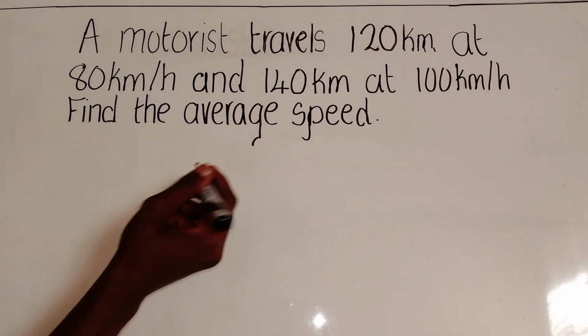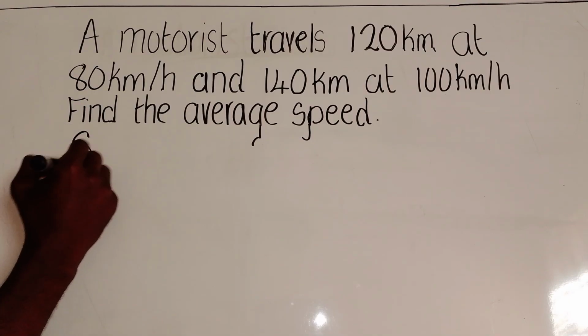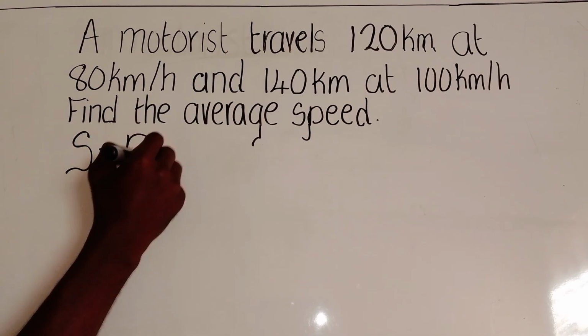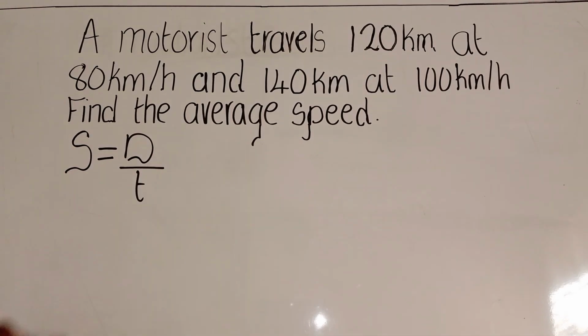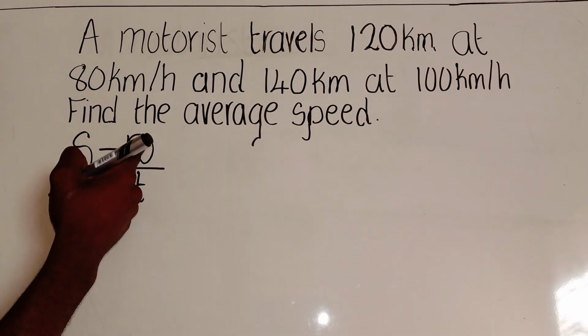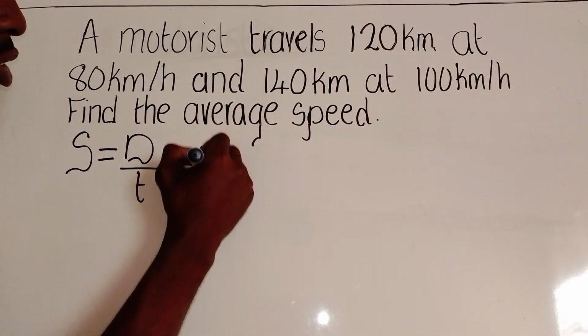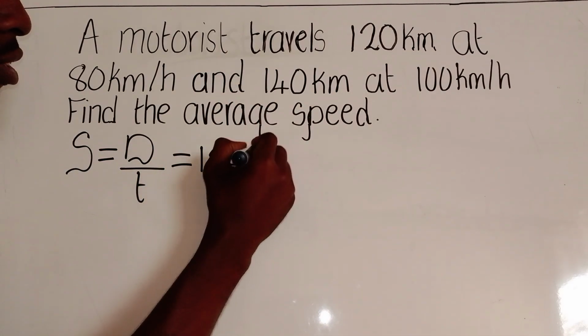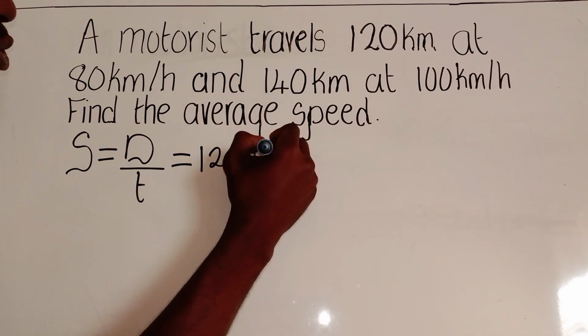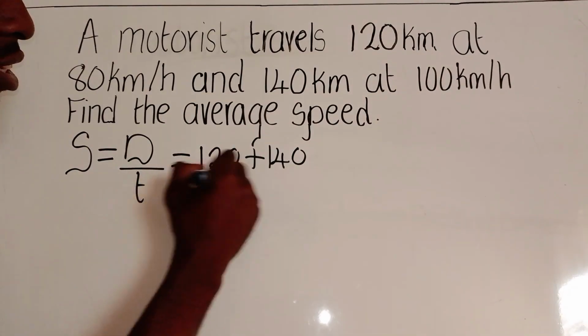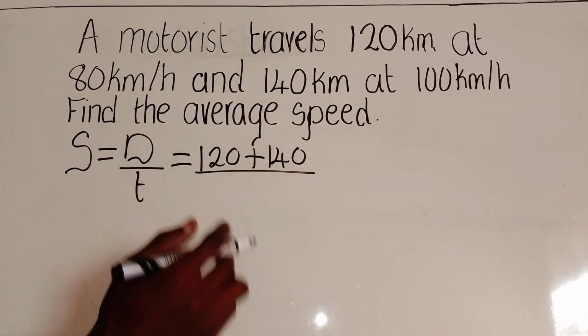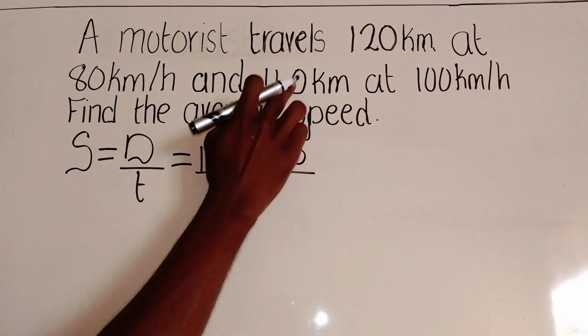So the formula for speed, you say S is equal to distance over what? Over time. Now, are we given the distance? Yes, we are given the distance. So we're given 120. So it's supposed to be 120 plus what? Plus 140, like this. So these are the two distances which are given. This one and this one.